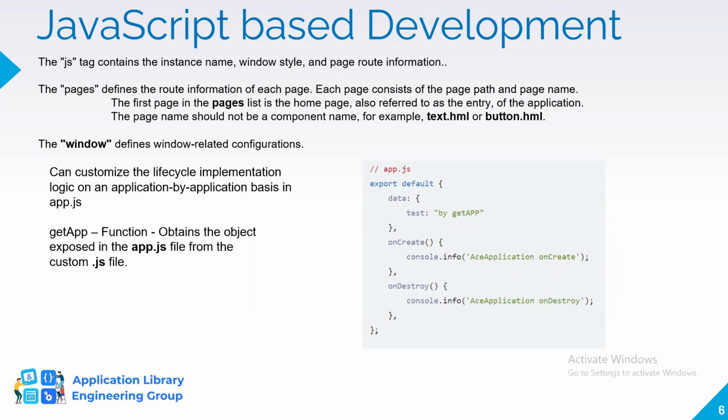Okay, let's learn about app.js also. As I said before, you can customize the lifecycle implementation logic on an application-to-application basis in the app.js file. If you see the screen, there is a sample app.js code wherein the lifecycle callbacks are placed, which are onCreate and onDestroy, and some data which you want to maintain at the application level. That data you can maintain here.